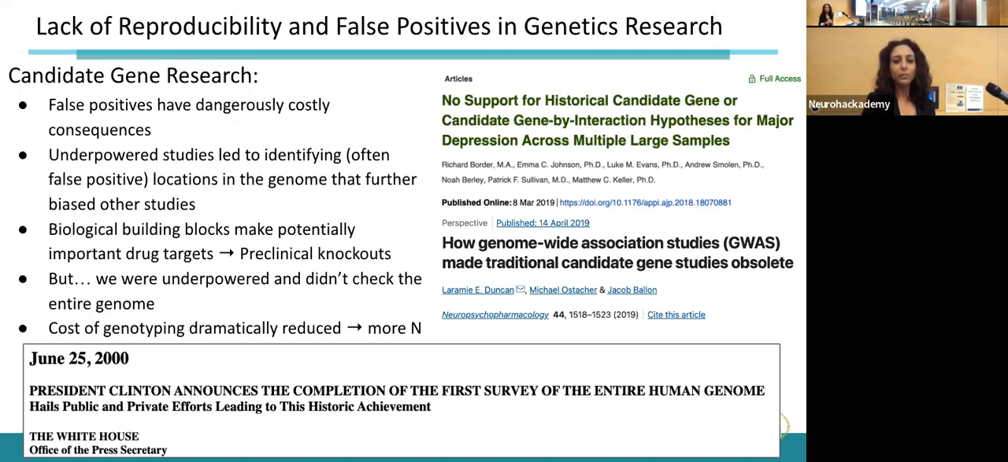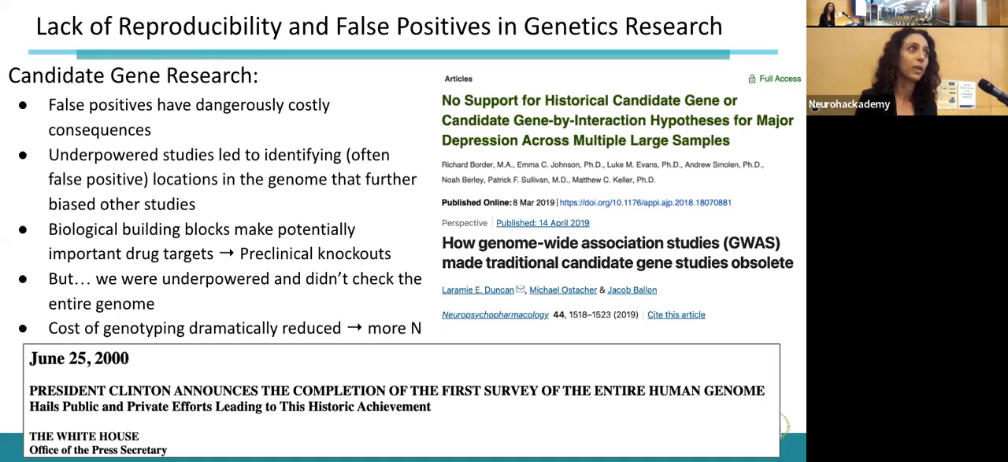And then there was what was called candidate gene research, which was taking selective genes and markers that we thought were associated with a disease, and we tried to replicate that and didn't find it. We found that just doing an unbiased search of the entire genome through genome-wide association analyses showed that those candidates for a lot of disorders didn't hold up.